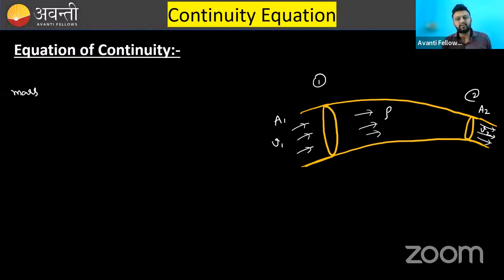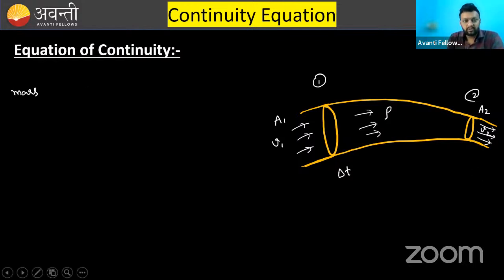Saying the mass of the liquid remains constant is incomplete information. The mass of the liquid flowing in the tube in a given time is constant at every cross section. That's the most precise line. So in a very small time delta t, the mass of the liquid entering at end 1 should be equal to the mass of the liquid leaving at end 2.